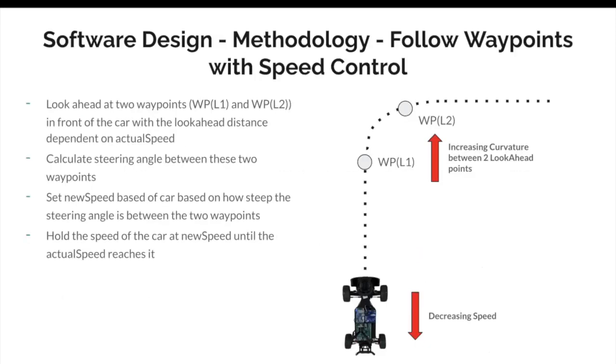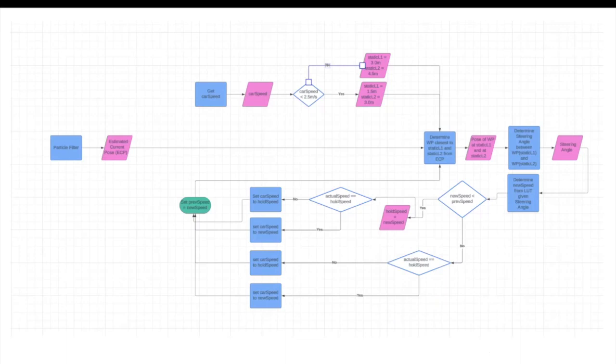And for speed control, what we do is we look ahead at two waypoints ahead of the car at a certain look-ahead distance, and we calculate the steering angle between these two waypoints. And if we see an increasing steering angle, for example, we know we're approaching a curve, so we want to decrease the speed of the car, and vice versa if we're on a straight. So here's a flow chart of the entire speed control algorithm.